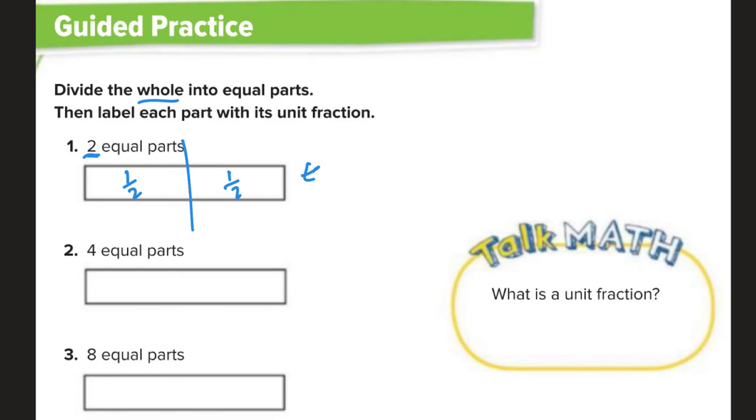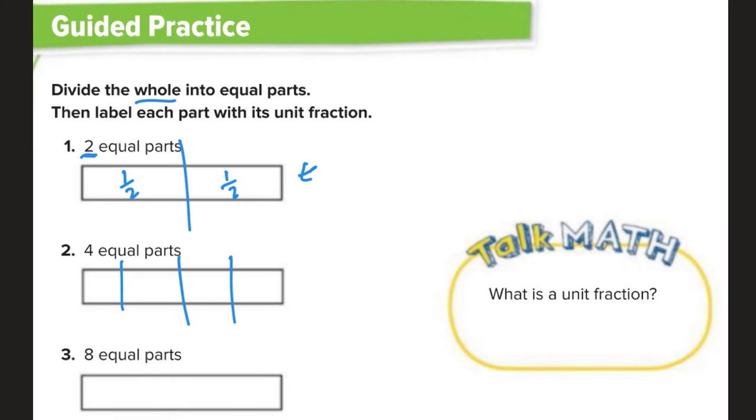4 equal parts. So here's how I do 4. I cut it in half, and then I cut each of those pieces in half. So I cut half twice. This one right here needs to scooch a little bit. There we go. So now I have 1 out of 4 total pieces, 1 out of 4, 1 out of 4, and 1 out of 4.